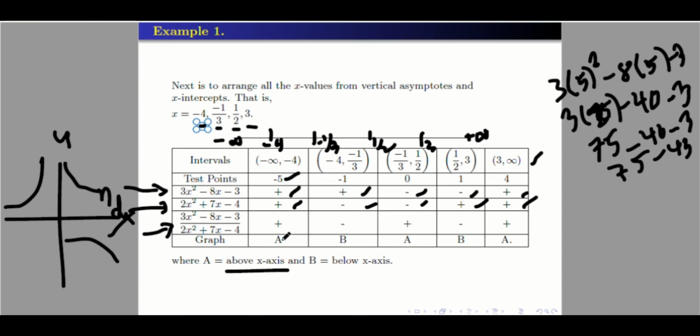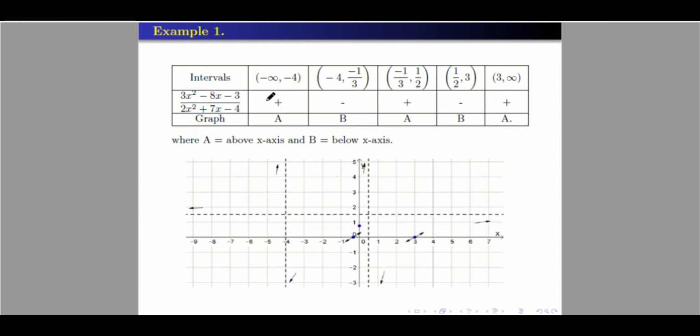Okay, but before we graph this one, we have this question. Say for example, this one, before we go to the question, we have this at the last two columns. We have the above, below, above, below. So here on the first part, this is negative infinity to -4. This is -4. Our graph or our curve should be above the x-axis.